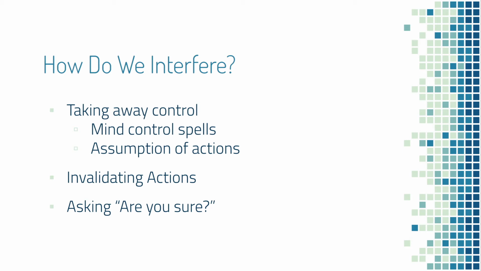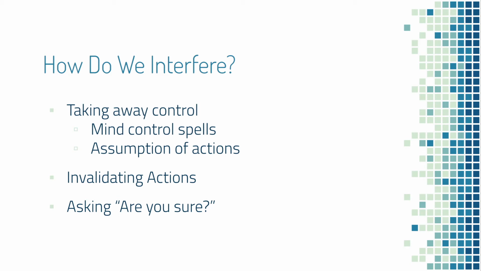Another way that we interfere is simply invalidating actions. This is one of the biggest no-nos of GMing that I've seen. Most people will not straight up invalidate an action that a player has done directly, saying, no, you don't do that. But sometimes leading into, hey, are you sure you do that? Is also a way of interfering.